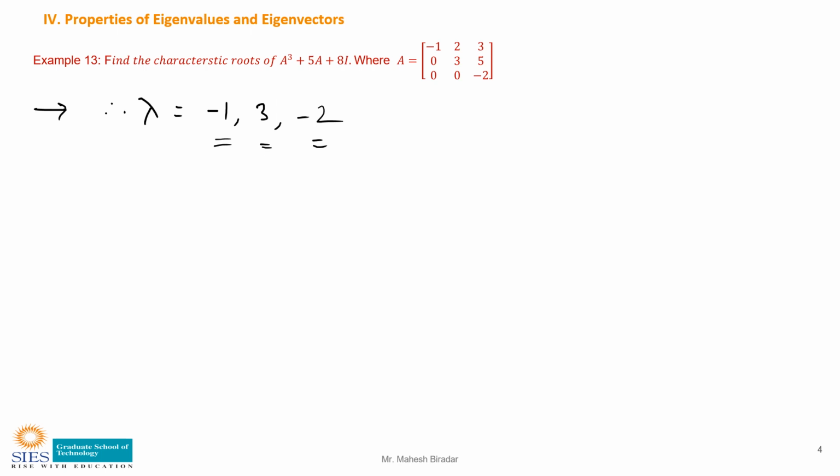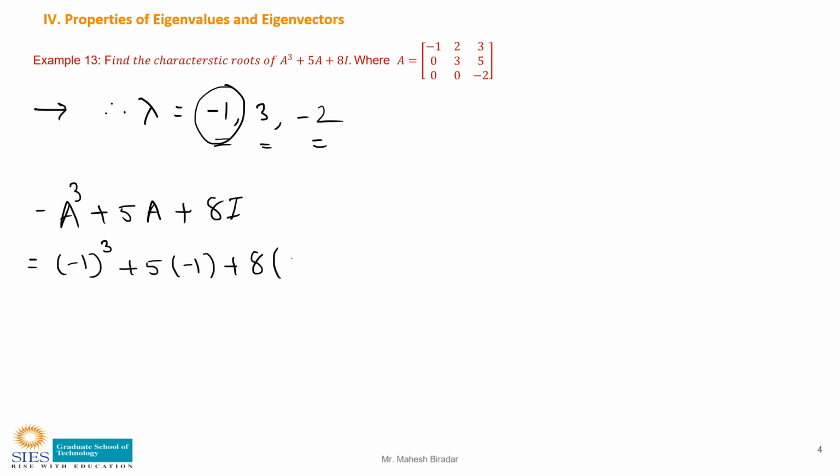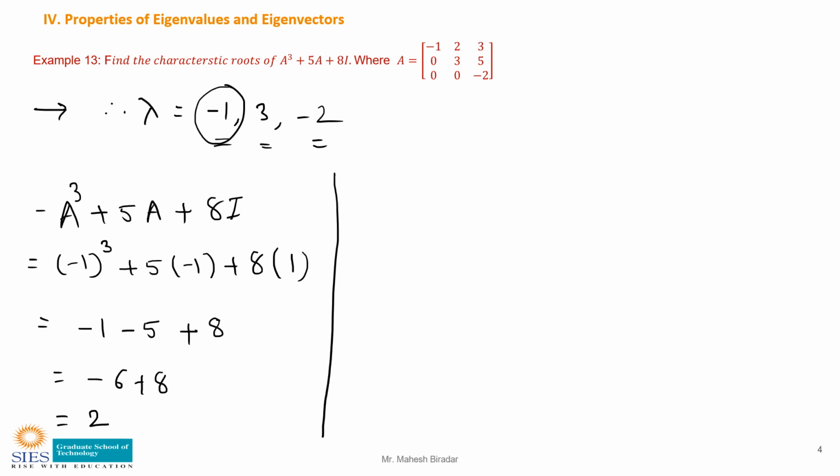Now, we want eigenvalues of A cube plus 5A plus 8I. Okay, so first I'm going to consider minus 1 here. So you can put here minus 1 cube plus 5 into minus 1 plus 8. I you can replace by 1. So minus 1 cube is negative 1, negative 5 plus 8. So this is negative 6 plus 8. This is equal to 2. So first of all, 2 is the first eigenvalue of this given polynomial in A.